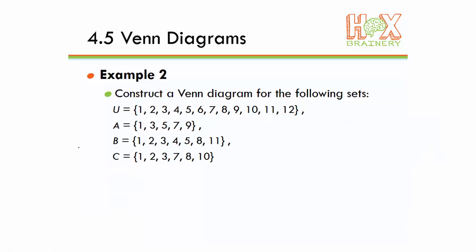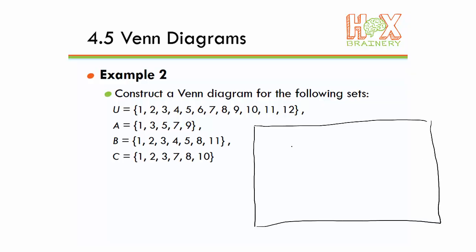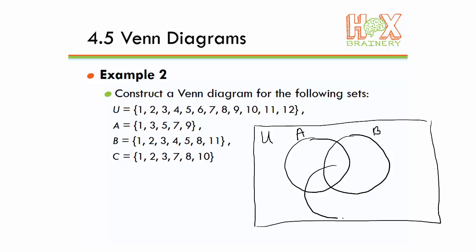Example 2, construct a Venn diagram for the following sets. So we're going to start with our rectangle first. This is our universal set, which is the integers 1 through 12 inclusively. And then you're going to draw your 3 circles for the 3 sets. So there's set A, set B, and set C.